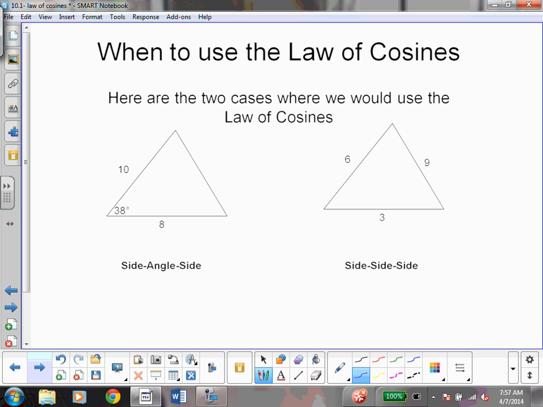You can use the law of cosines in several situations, but these are the two main ones. When you have two sides and an included angle, or when you have all sides. And let's do an example.